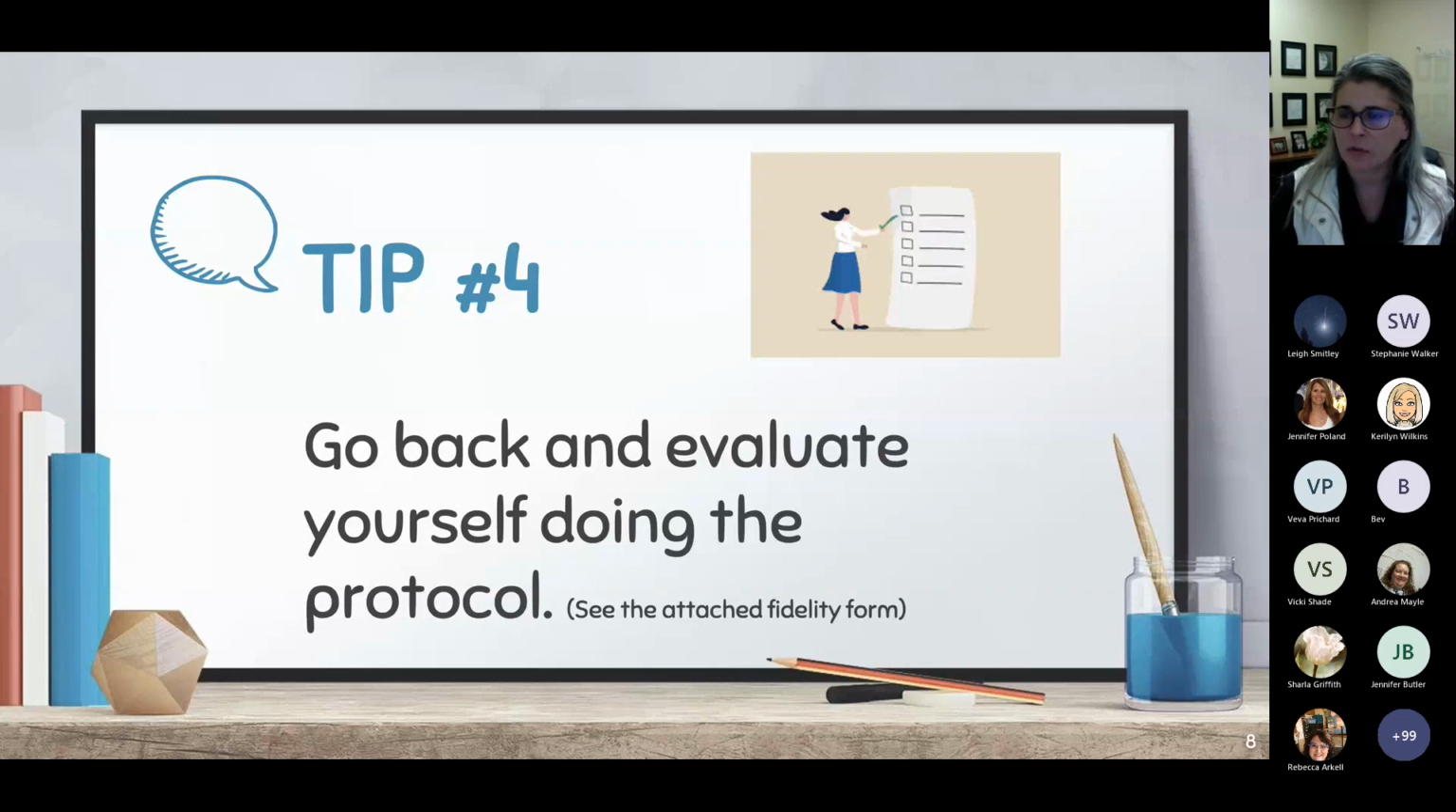I don't have the fidelity forms ready to go yet, but I'm going to upload them to the website when I do. It's just a checklist of things that, as you're going back and listening to your elicitation, is a way for you to focus on yourself and see how you're doing so that you can continue to improve this skill. The more comfortable and confident you feel in it, it'll also become faster and easier.